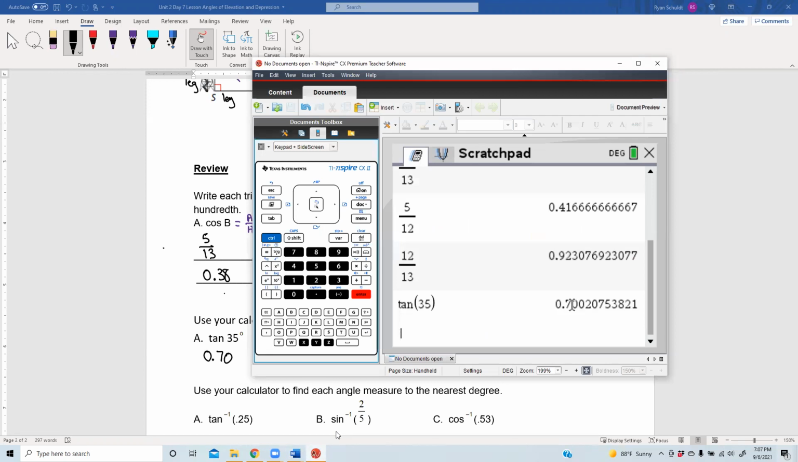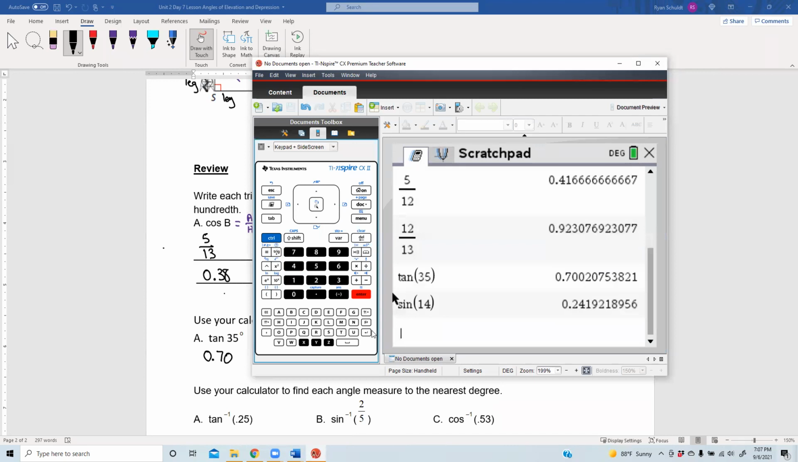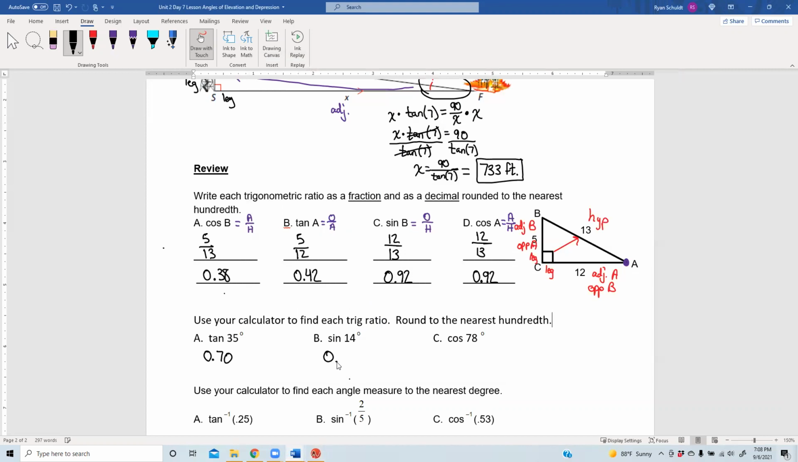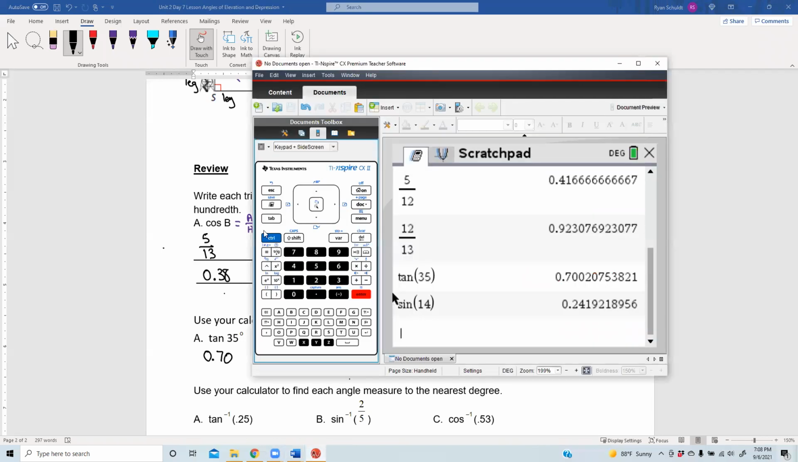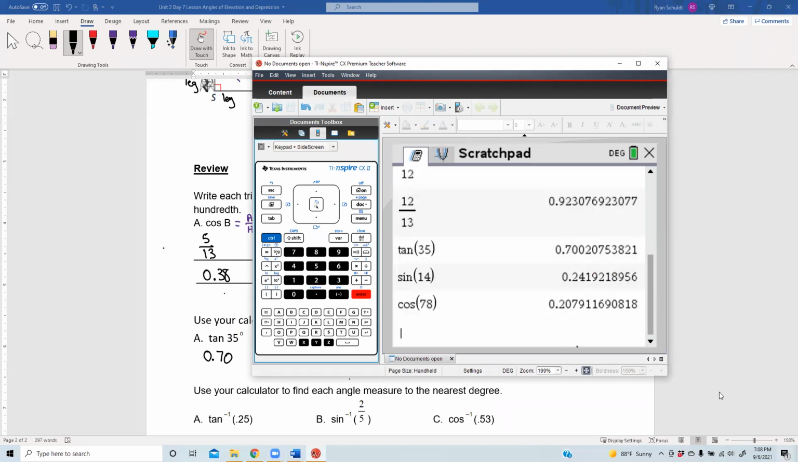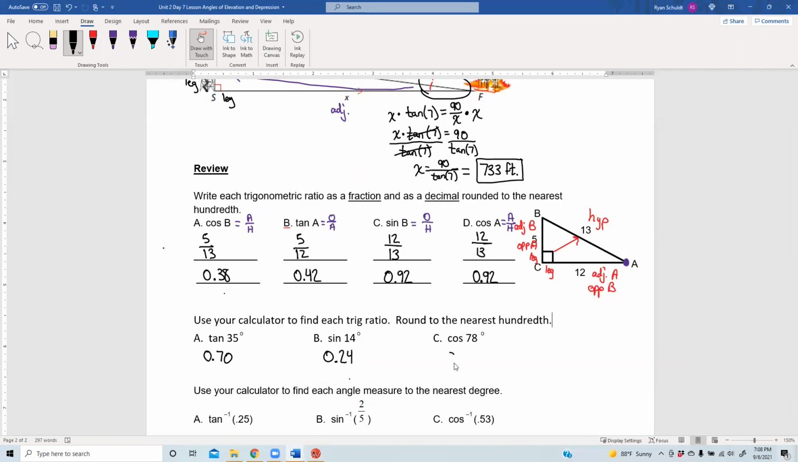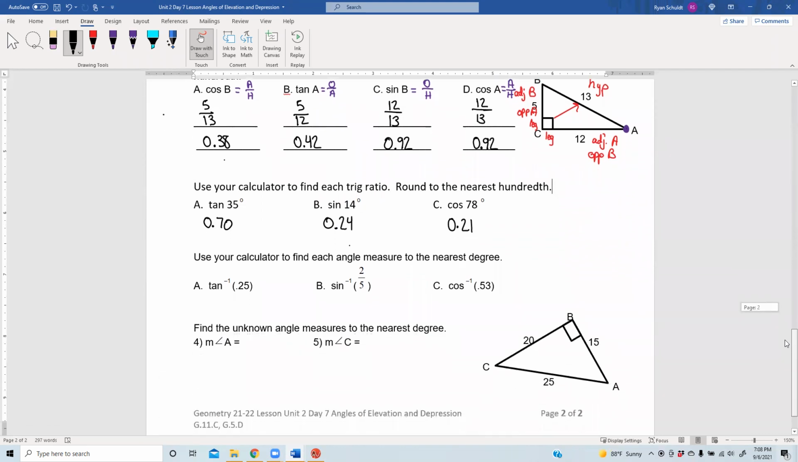Then they ask us for the sine of 14. It's going to be 0.24. And they ask us for the cosine of 78. 0.21. Okay, there's those 3. The next 3.